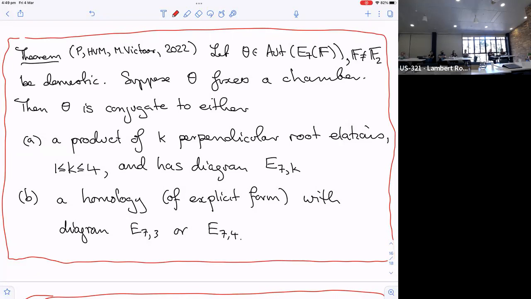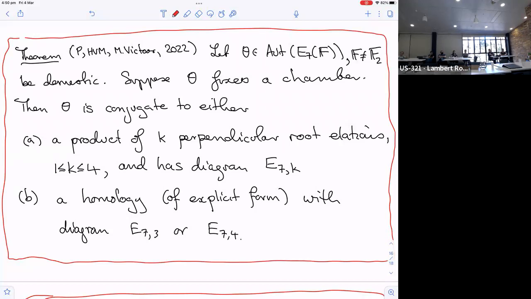So x_beta1(a), x_beta2(b), x_beta3(c), with beta 1, beta 2, beta 3 all perpendicular. And it also just is beautiful that the k, you're a product of k of these perpendicular root elations, and that gives you how many nodes are circled. And there's a second case, homologies. These are things which fix an apartment of the building. There are some homologies with very, very precise forms. You can really pin them down.